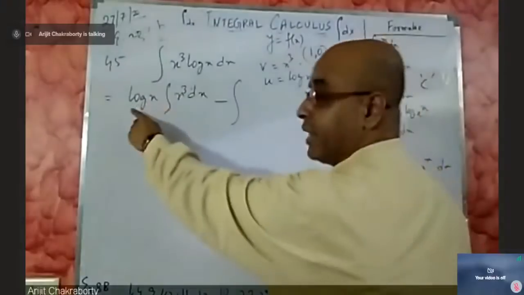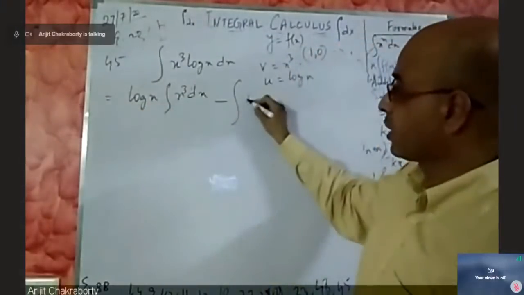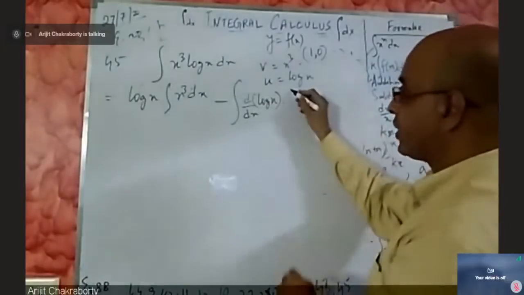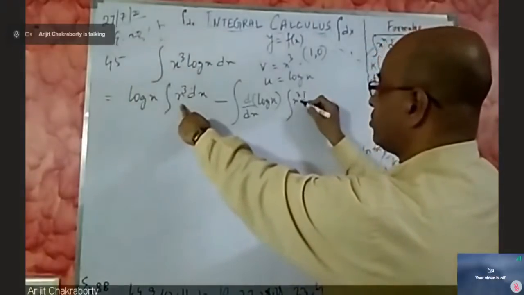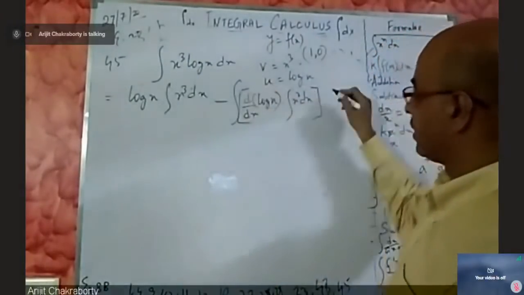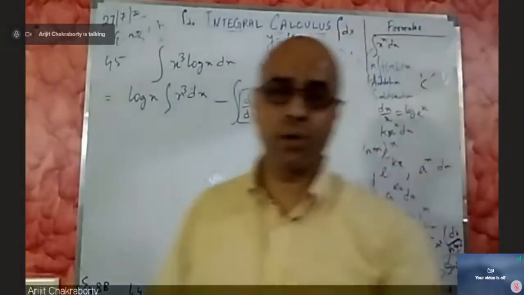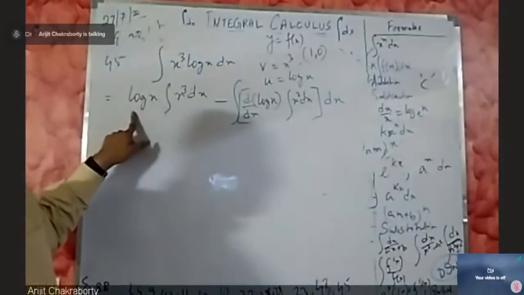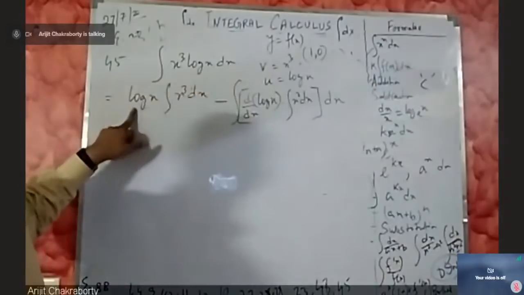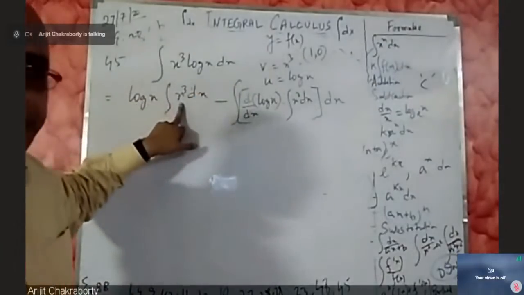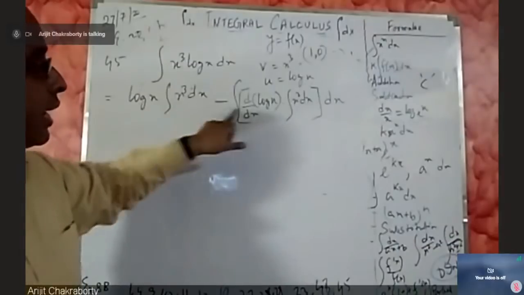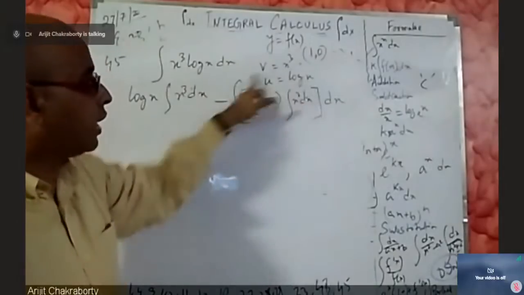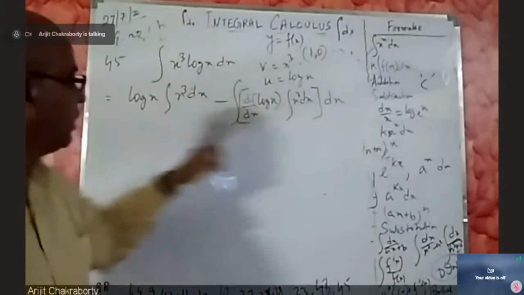Now I will take d/dx of log x and multiply it with integration of x cube dx and the full will be integrated again. This is integration by parts formula. Critical, complex, but we have to learn and do it. So here u I have taken as log x is kept outside, x cube is the second function, x cube dx I will do, then I will carry out differentiation of first function log x and then multiply it with x cube dx and the full will be integrated again. So let me see what I get.